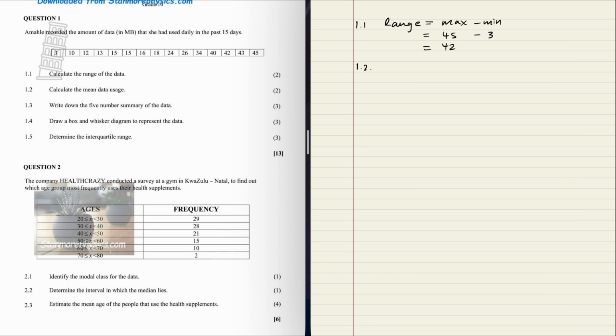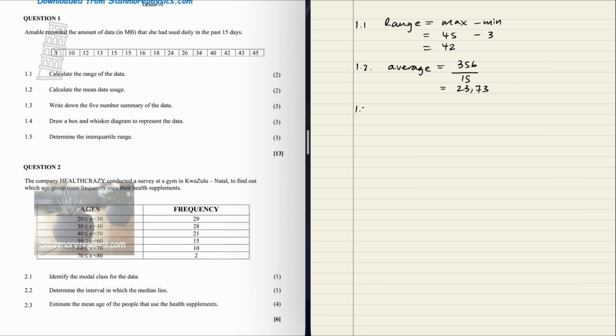Question 1.2, calculate the mean data. So the average is going to equal the sum of all of these data points. And if we had to sum up all of these data points, we're going to get 356. So 356 divided by 15. And that's equal to 23,73.